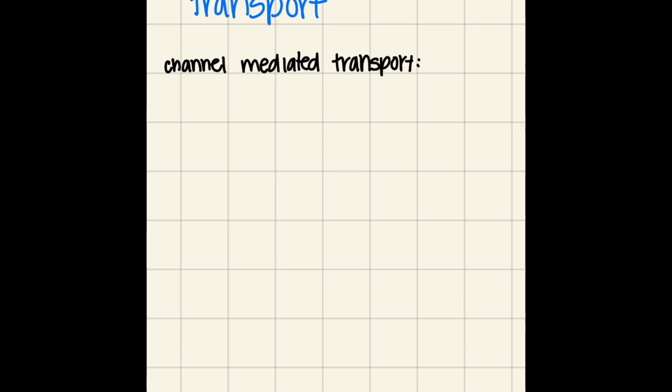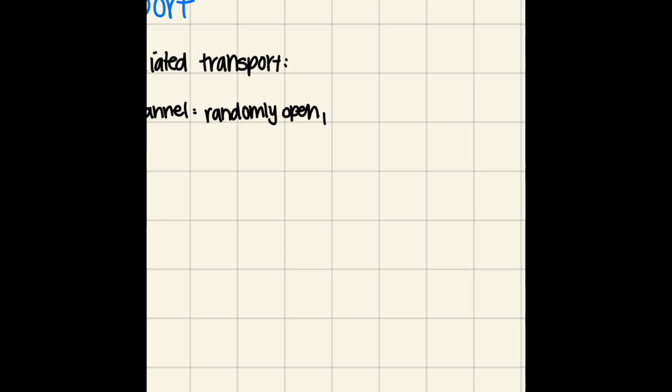And there are a few kinds of channels that we can use to mediate transport. The first one is a leakage channel. In a leakage channel, this opens randomly, so it randomly opens and closes. It's very molecule specific.